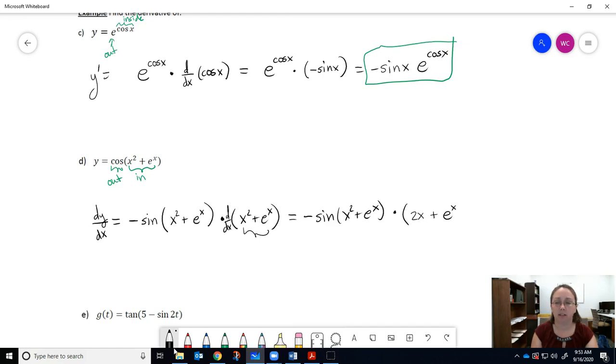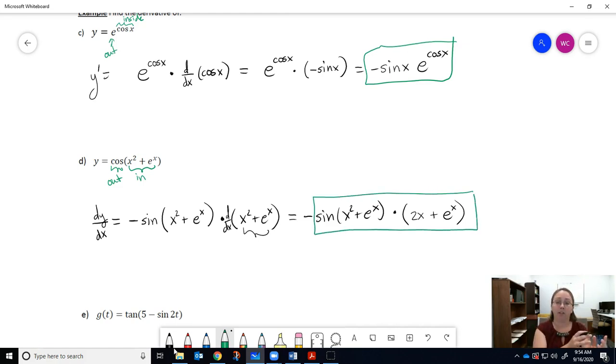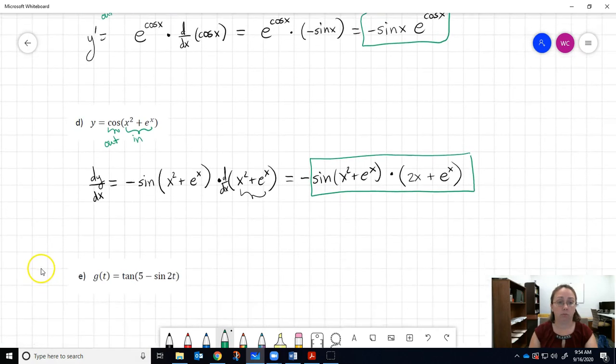That's just e to the x. So there you go. This would be your derivative. If you want to put the 2x plus e to the x in front, so negative, then the 2x plus e to the x, then the sign, that's fine. Order doesn't matter because these are multiplying. So it's up to you.